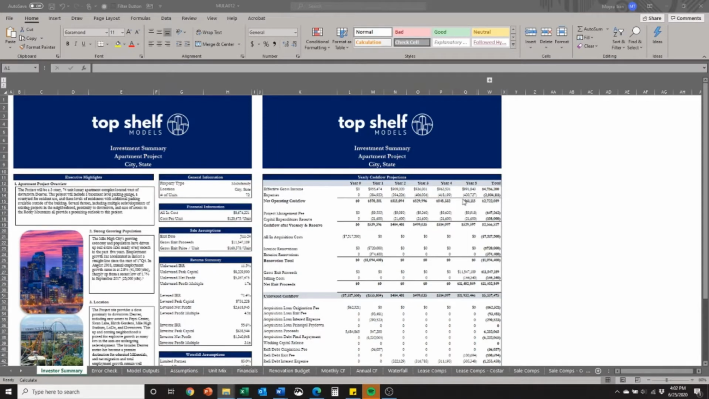The going in cap rate is an important calculation that measures the ratio of net operating income, or NOI, to the purchase price of your asset. Basically, there are two different ways to determine the going in cap rate, and this depends on the project that you're working on, whether it's an acquisition or a development project.